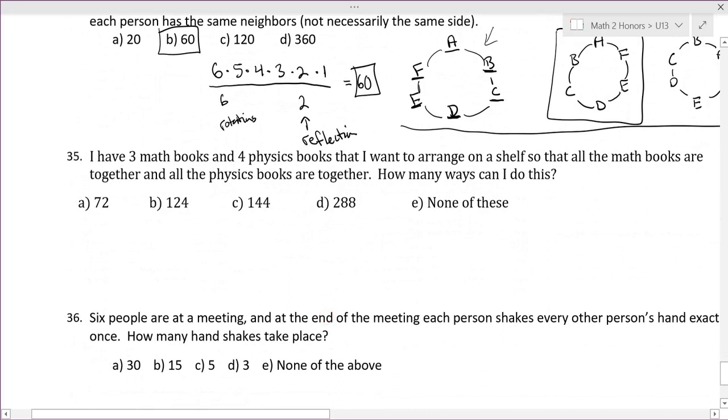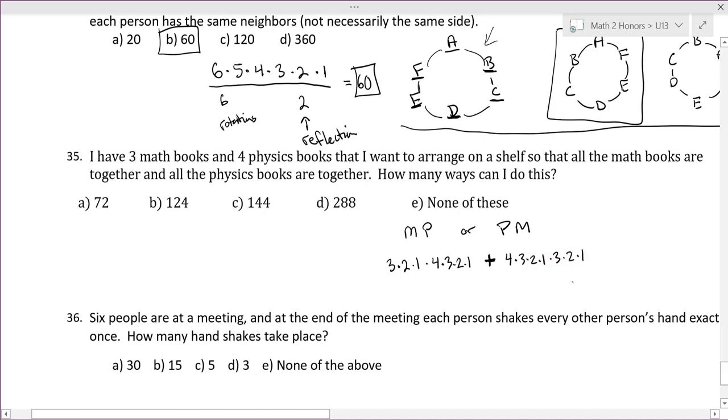Number 35. 3 math books, 4 physics books, and we want to arrange them on a shelf so that all the math books are together and all the physics books are together. Okay, so we can have math first and then physics, or we can have physics first and then math. If we have math first, I'm going to use all of them, right? So I got 3 options, and then 2, and then 1. And then I got to use my 4 physics books, and 3, then 2, then 1. Or, when I say or, I'm going to use a plus sign. Physics first, so I got 4 physics books, and then 3, 2, 1. And then math, I got 3 math books, 2, 1.